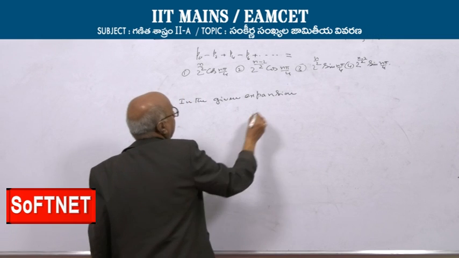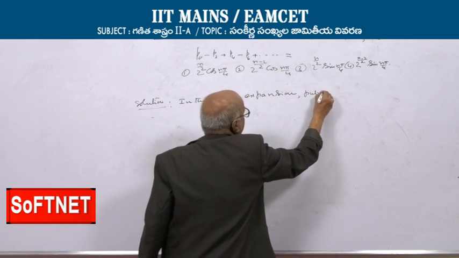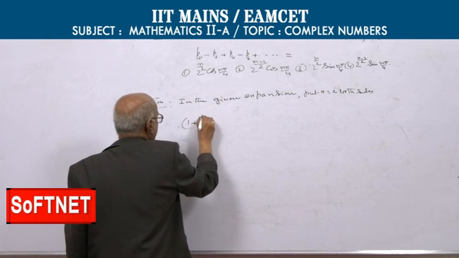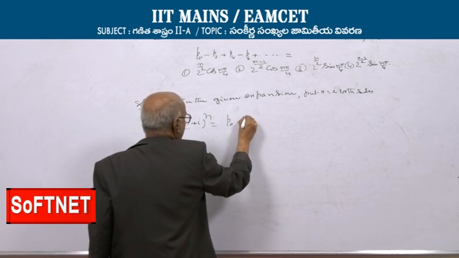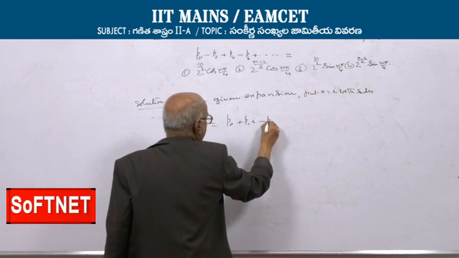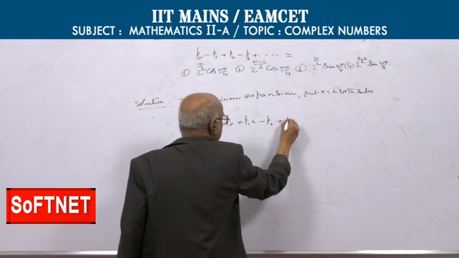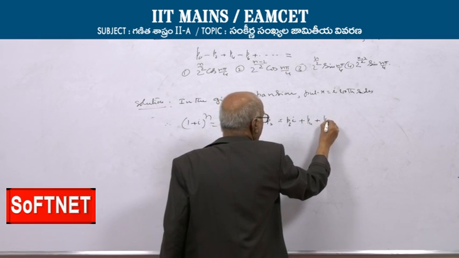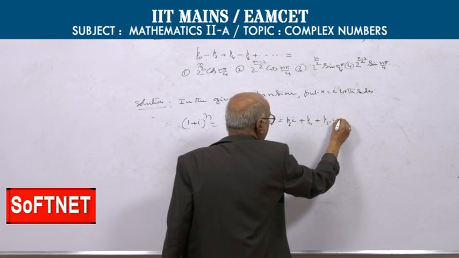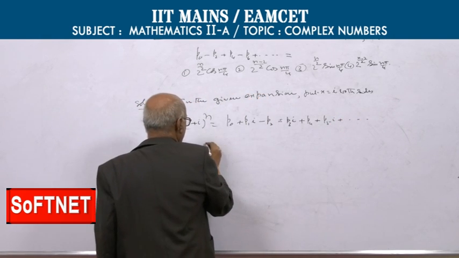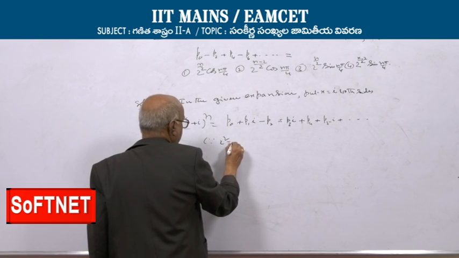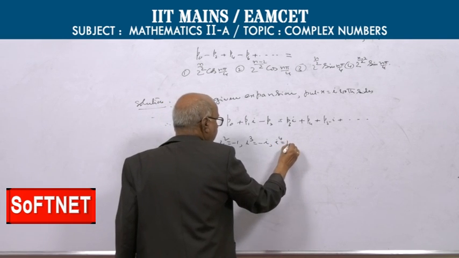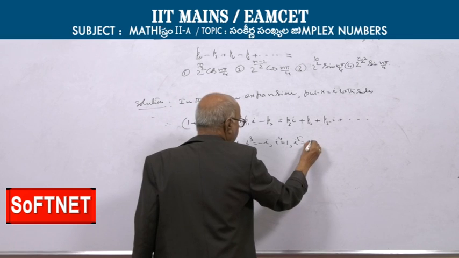In the given expansion, put x is equal to i on both sides. Therefore, you will have (1 plus i) whole power n is equal to P0 plus P1 i minus P2 minus P3 i plus P4 plus P5 i, etc. Since i squared is equal to minus 1, i cubed is equal to minus i, i to the power of 4 is equal to plus 1, i to the power of 5 is equal to i, etc.